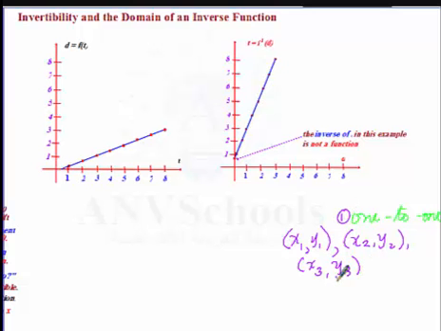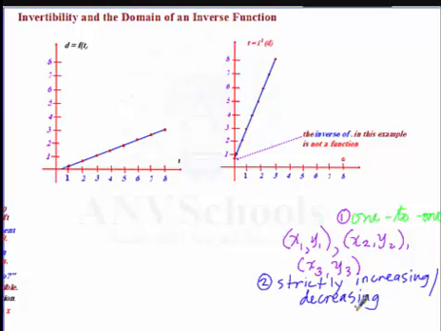Meaning when it's one-to-one, it is also strictly decreasing or increasing. Strictly increasing or decreasing. What does that mean?